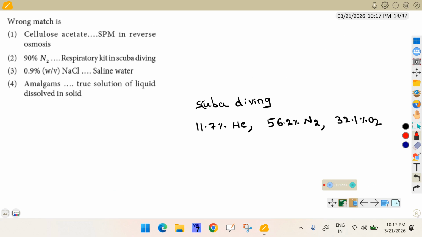Wrong match: cellulose acetate, semi-permeable membrane in reverse osmosis. Correct. 90% N2, respiratory kit in scuba diving. No, the percentage of N2 is 56.2%. So the wrong match is the second one. The third one is correct. Even the fourth one is also correct.